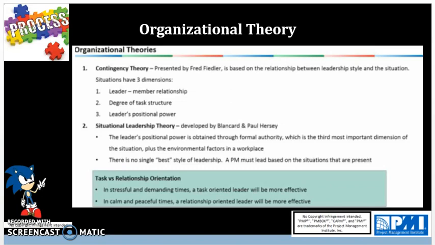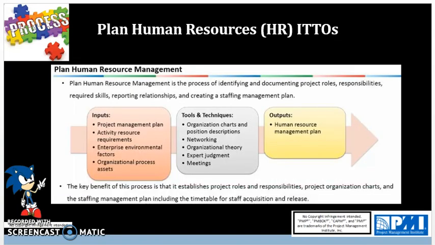And just going back to the outputs, the HR management plan is your output, and we just talked about how the roles, responsibilities, organizational charts, and staffing management plan all fall under the HR management plan as the output. The key benefit of this process is that it establishes project roles and responsibilities, project org charts, and a staffing management plan that includes a timetable for staff acquisition and release.